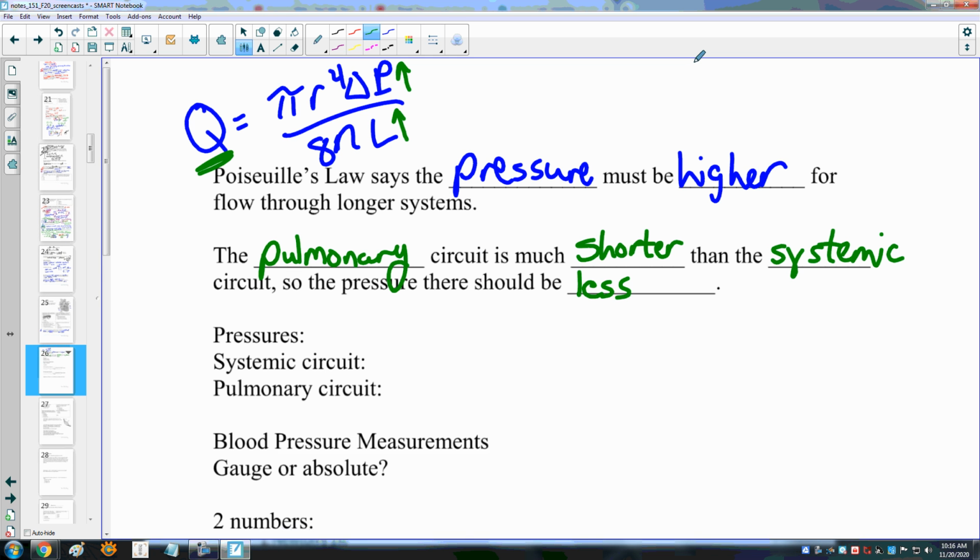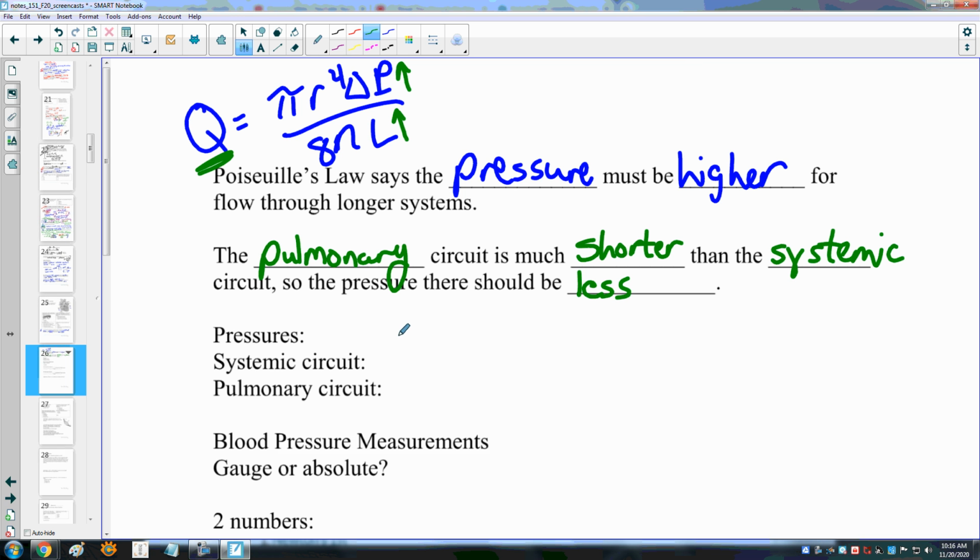Within the circulatory system, we have several pressures that we want to consider. First of all, remember in the systemic and the pulmonary circuit, the systemic circuit goes out to the entire body, and the pulmonary circuit goes from the heart to the lung. So it's so much shorter distance. And because of that, the change in pressure that's required for the pulmonary circuit is quite a lot smaller.